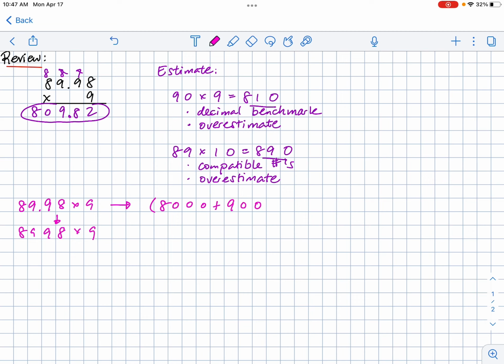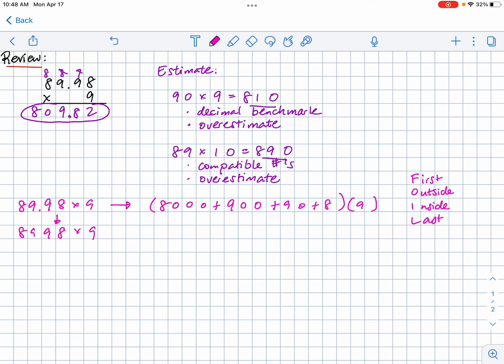That should be plus 900 plus 90 plus 8 times 9. So when you have a bracket touching a bracket, it means multiplication. I am going to go through this pretty quickly. So FOIL is first, outside, inside, and last. The reason why FOIL is introduced is because it helps you to multiply binomials later on in upper levels of math.